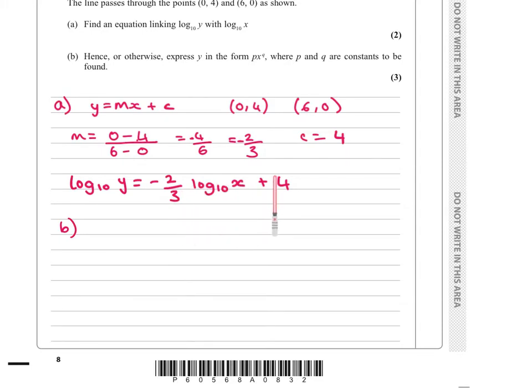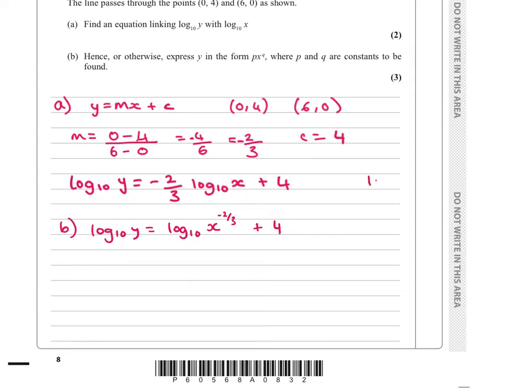x to the power of a. Okay? So log 10y equals log 10x to the power of minus 2 over 3 plus 4. Okay? But hold on a minute. To get rid of log to the base 10, I need everything in log to the base 10. So I need to rewrite the number 4 in log to the base 10.